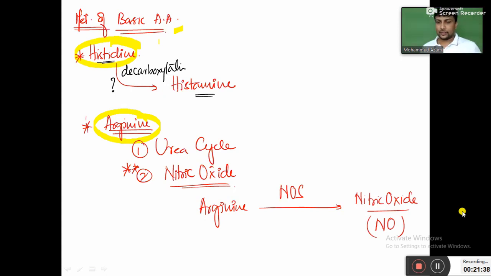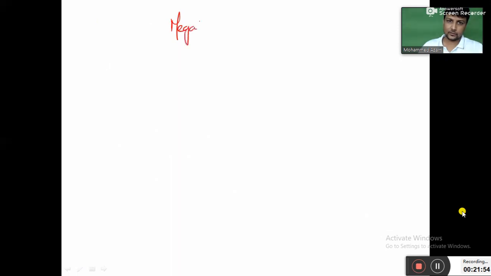Now once you are done with the basic amino acids, guys, let us go towards one last and final concept, but a very big concept in protein metabolism. Now my dear friends, please write the heading there as megaloblastic anemia. Do you know megaloblastic anemia? Megaloblastic anemia occurs due to deficiency of what?